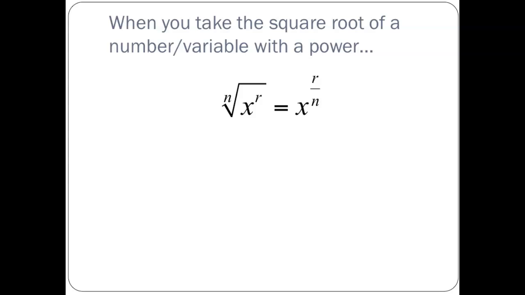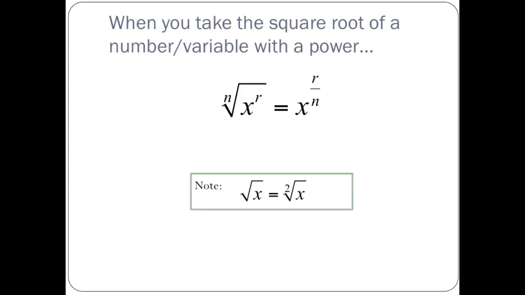Now just as a note, generally with square roots, there's an implied 2 there, we just don't usually write it. So if you're ever wondering, there's nothing written there, well, actually, there's a 2 that's always implied if there isn't anything written there for n.